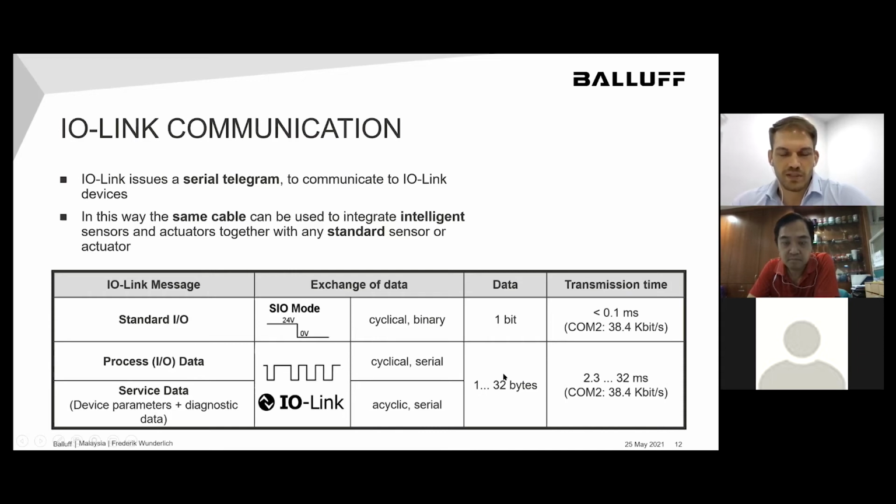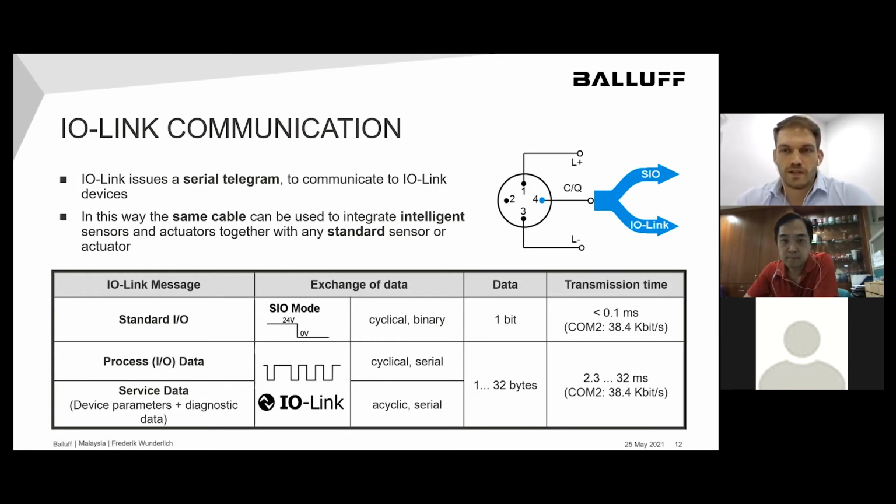In total, the data can be up to 32 bytes. So that's a lot more, obviously, than a standard input-output. And therefore, the transmission time also increases. If you use the full data volume, it can be up to 32 milliseconds of transmission time. Here you can actually see the wiring. Pin 1 and pin 3 are used for the power, plus and minus, and pin 4 is typically used for standard input-output as well as IO-Link communication. So on one pin, both communication protocols will be fed back to the PLC.